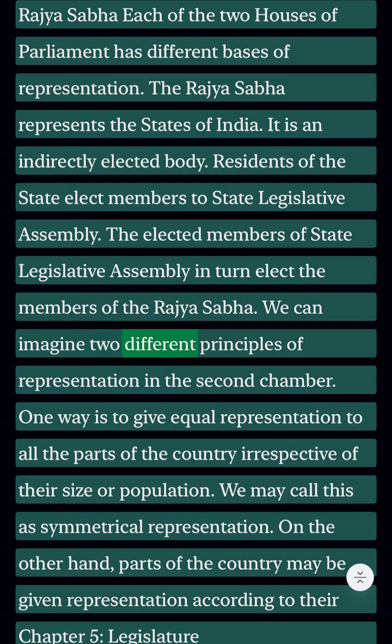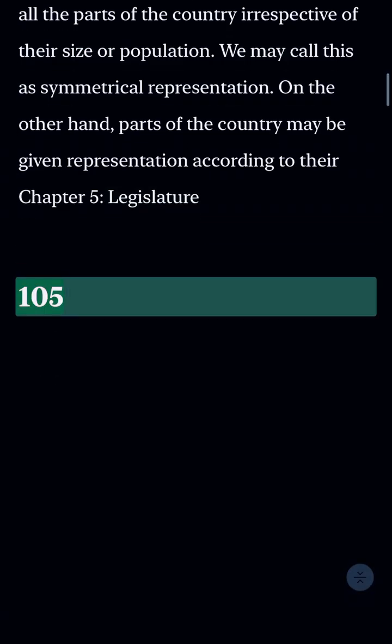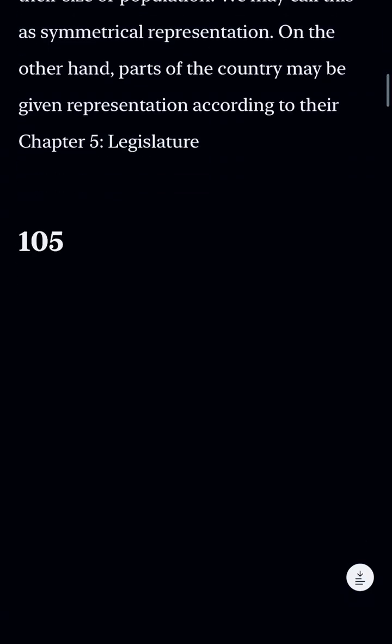We can imagine 2 different principles of representation in the second chamber. One way is to give equal representation to all the parts of the country, irrespective of their size or population. We may call this symmetrical representation. On the other hand, parts of the country may be given representation according to their population.